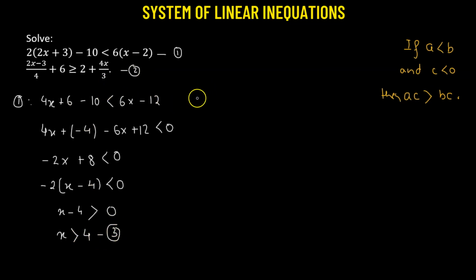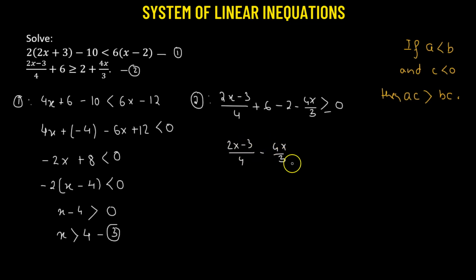Now we will solve inequality number 2. So here we have (2x minus 3) divided by 4 plus 6. So we'll transpose 2 plus 4x over 3 from the right hand side to the left hand side to get negative 2 minus 4x divided by 3 greater than or equal to 0. So we have (2x minus 3) divided by 4 minus 4x over 3 plus 6 minus 2, which gives us 4. This is greater than or equal to 0.